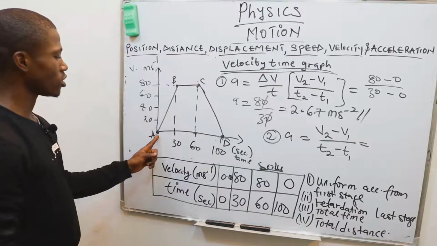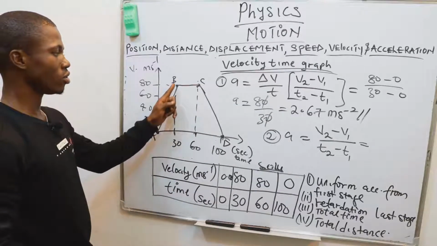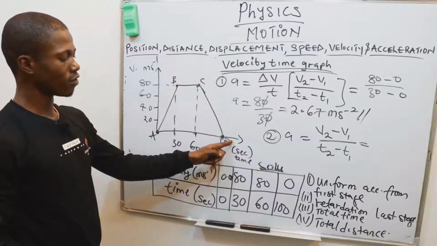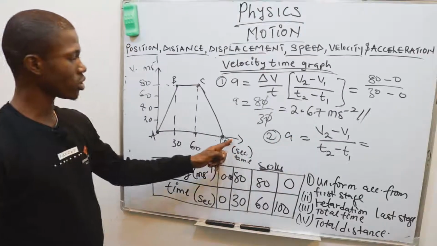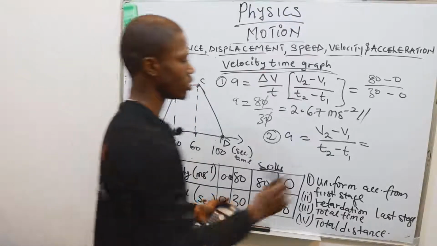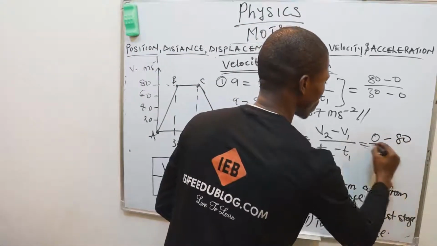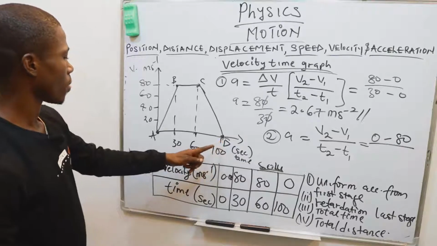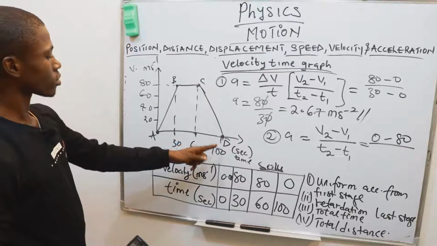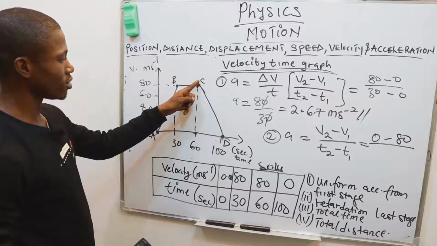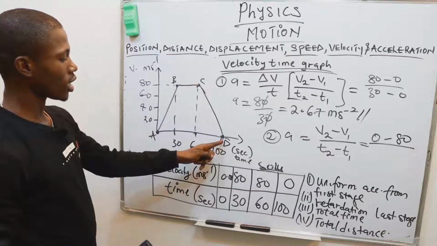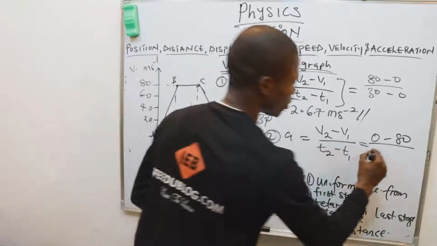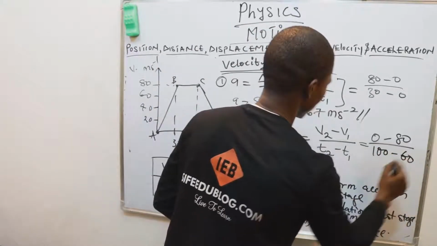In this one, this is our initial velocity, and this is our final velocity. So final velocity, which is 0, minus our initial velocity, which is 80. So retardation will be 0 minus 80 all over T2, which is 100, minus the initial time at this point C, which is 60. Our final time is 100 minus 60.